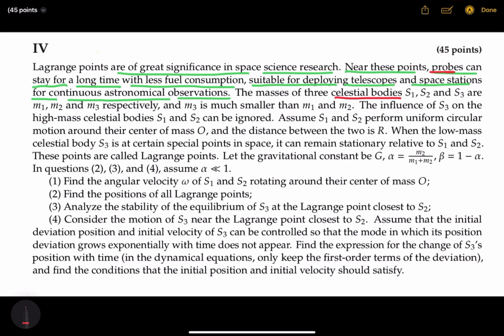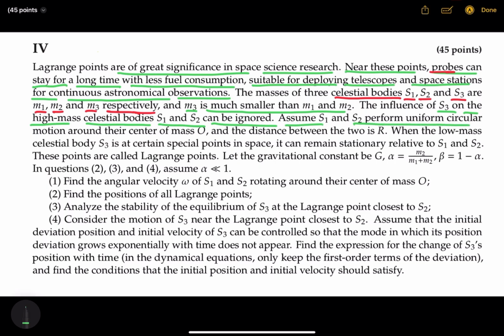Masses of three celestial bodies S1, S2, and S3 are M1, M2, and M3 respectively. So this might be a three-body problem. We're going to have to read further. M3 is much smaller than M1 and M2. They're possibly asking us to ignore the gravitational effect of M3 on the two other masses. The influence of S3 on the high mass celestial bodies S1 and S2 can be ignored, exactly as we assumed.